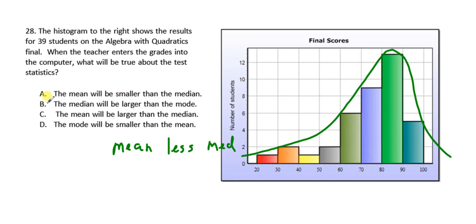You don't know anything about the mode, so it can't be that. Mean and median. The mean is less than the median. There we go. So you know it's going to be either A or C. They're going to be talking about the mean and the median. And it's just because the mean gets affected more by outliers than the median does.